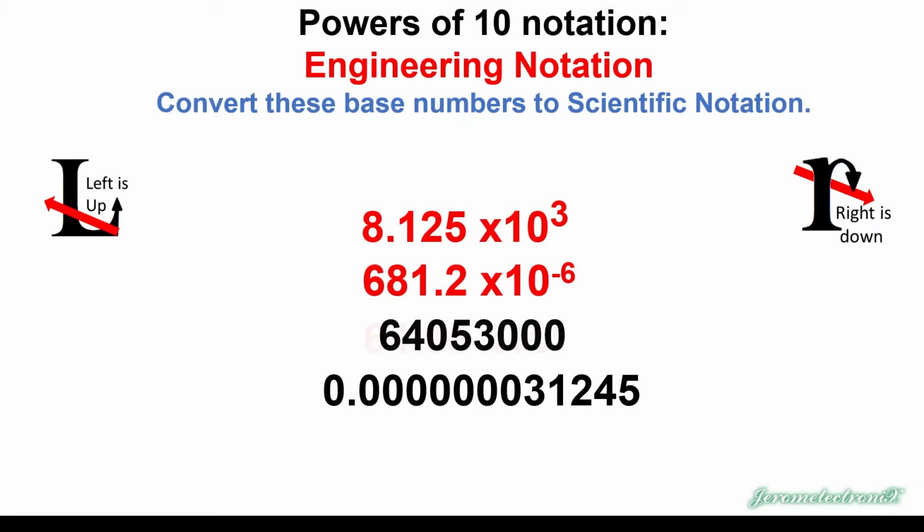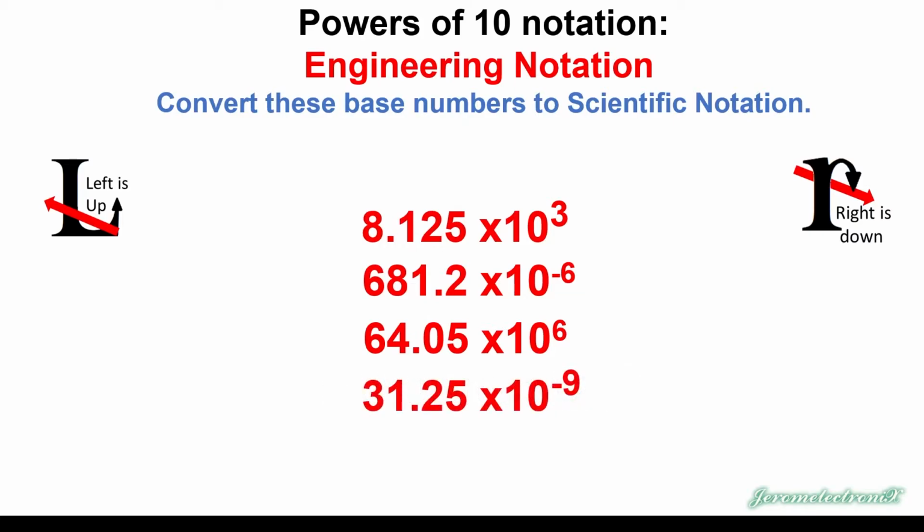640,530,000 becomes 640.53 times 10 to the 6th power, and 0.00000031245 becomes 312.45 times 10 to the -9th power.